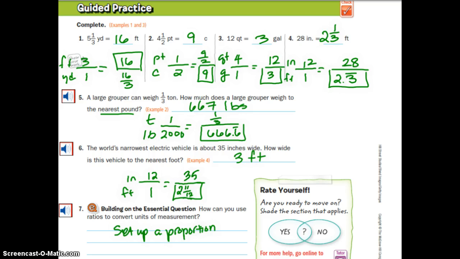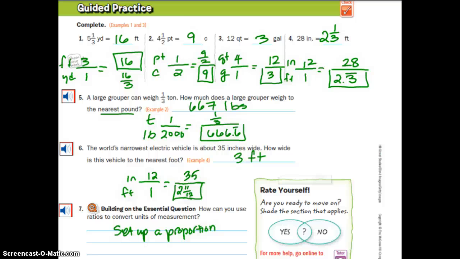Okay, so check your answers. And again, some of these were fairly easy to do by setting them up as fractions and then crossing out when you're simplifying. So the ones that were a little bit more tricky, like number 5, I knew that that would be a repeater, but it wanted it to the nearest pound. It ended up 666.6 repeat, and I know to the nearest pound would be 667.